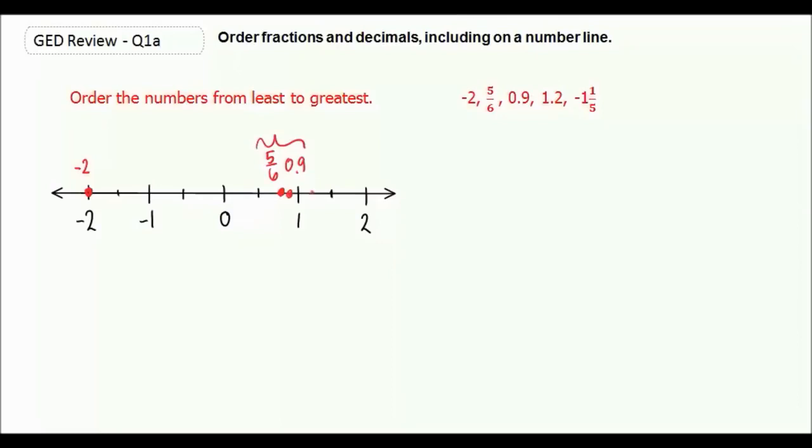1.2 would be right about here. And -1 and 1/5. Here's -1, and 1/5 would be a little bit further. So we have -1 and 1/5.